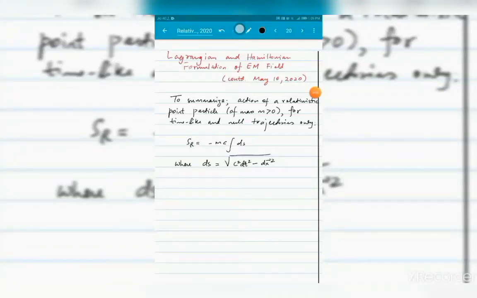So we will begin talking about the Lagrangian and Hamiltonian formulations of the electromagnetic field. Now the action for a relativistic point particle of mass m is given in equation 1.1. This expression says that the action is equal to minus mc, where m is the mass and c is the speed of light, times the integral over gamma of ds, where gamma is the world line of the particle.